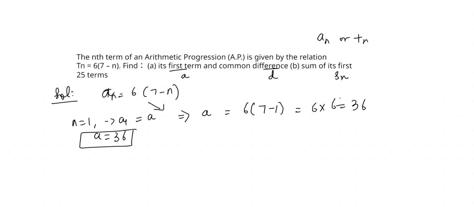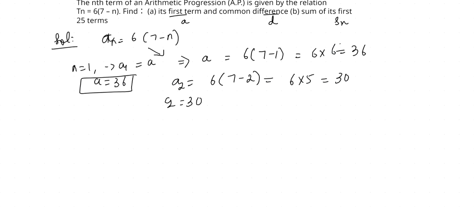So you're substituting for n and then getting the corresponding terms of the AP. What about a2? This I get by substituting n is equal to 2 in the equation. In the place of n, I need to put 2 in the formula for this tn. So it will be 6 into 7 minus 2, which is 5, 6 5s are 30. So a2 is 30. a2 is less than a1, so you understand it's a decreasing AP.